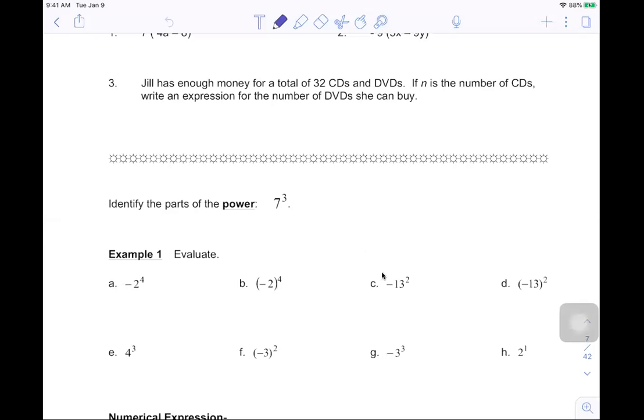Because we're going to talk about using that calculator a little bit. And I'm going to show you on my calculator how we'll use that.